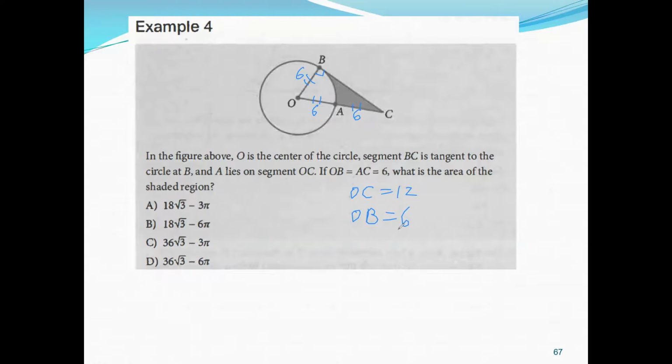And can we figure out what BC is? Well, before that, given the fact that OBC is a right angle, OC is 12, OB is 6, OC is twice OB. James, do we know the angle here? 60. Yeah, 60 degrees. Okay. Very good. So this is 60 degrees.